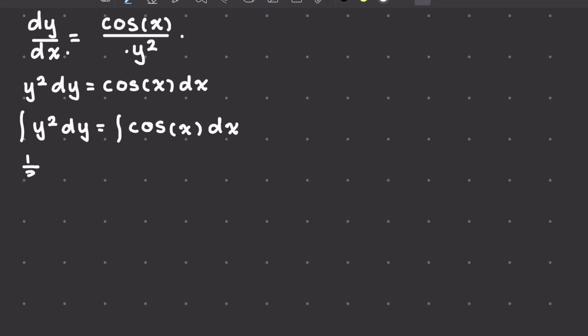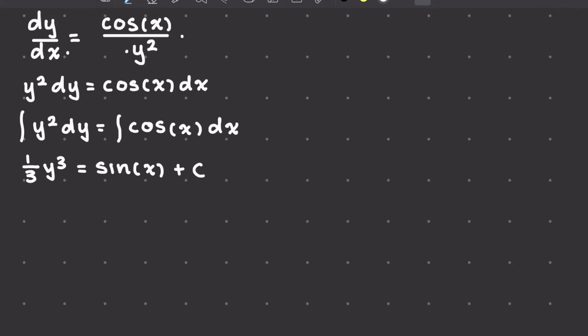This is a simple integration, so we all know what to do here. And for the right side, we have sine of x plus c, our constant. Here's the tip. You just need to add the constant into one side, because adding constants on both sides, constant plus constant, will still be a constant. So just put the constant into the right side. It's safer to do that.